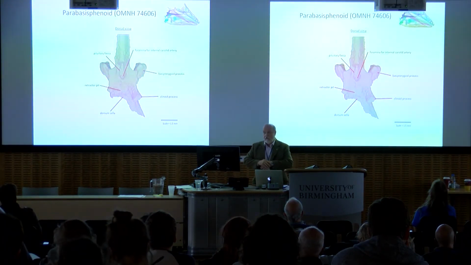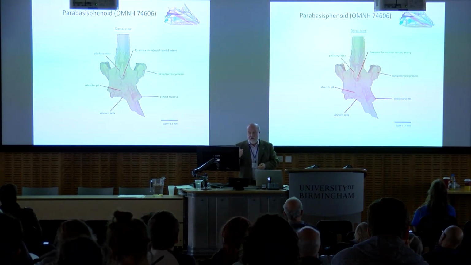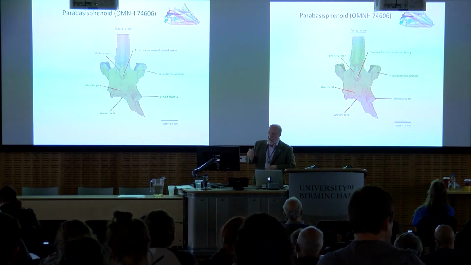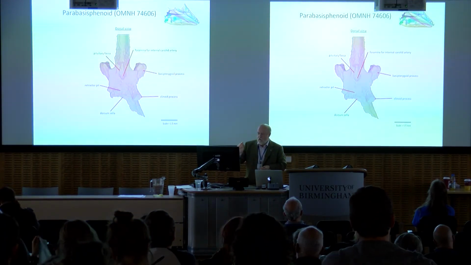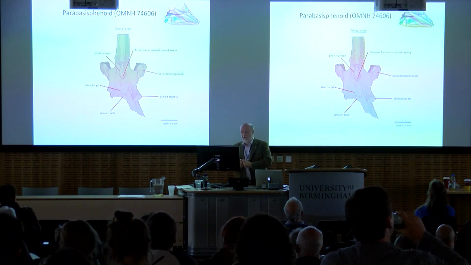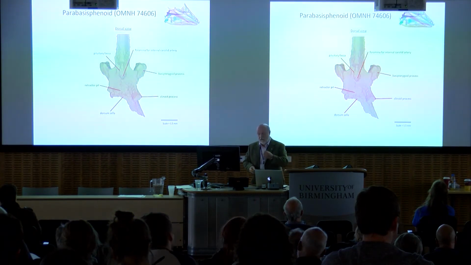We have a very well-preserved parabasisphenoid. Here I particularly want to show you the pituitary fossa, which you can see, which is just anterior. We're looking at the dorsal view. And right now you can see a couple of small foramina, which just come from the base of the pituitary fossa, and from them we see the entry of the internal carotid arteries into the braincase.